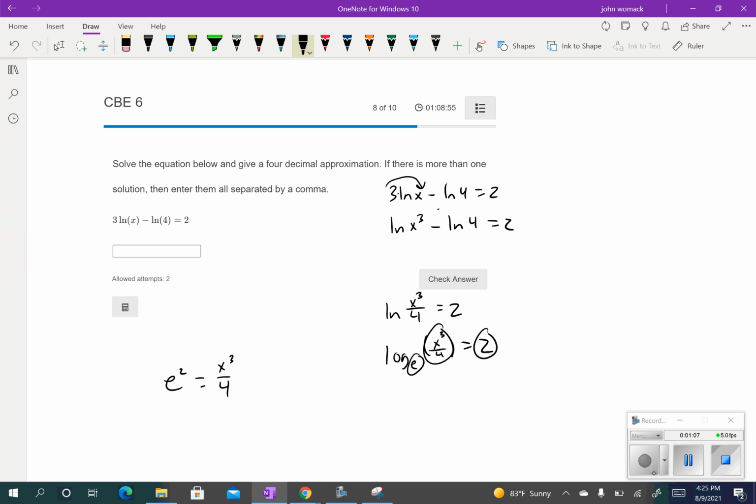Okay, so now I've got to solve for x cubed, solve for x. I'm going to times that 4 over, so it'd be 4e squared equals x cubed, cube root. X is equal to, and now remember the cube root, we do not do the plus or minus, so it's just the cube root of 4e squared. Okay, I'm going to figure out what that is to 4 decimal places. So let me grab my calculator here, and I am doing the cube root of 4e squared.